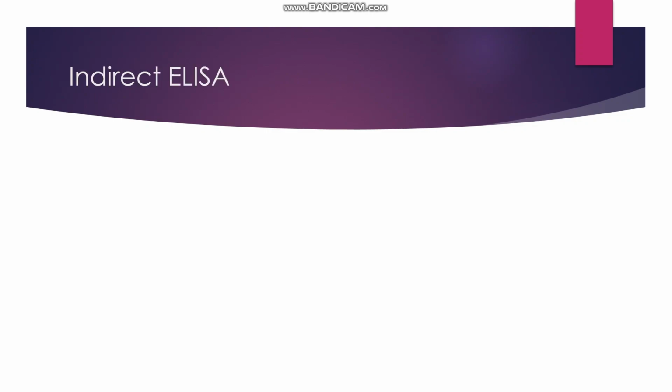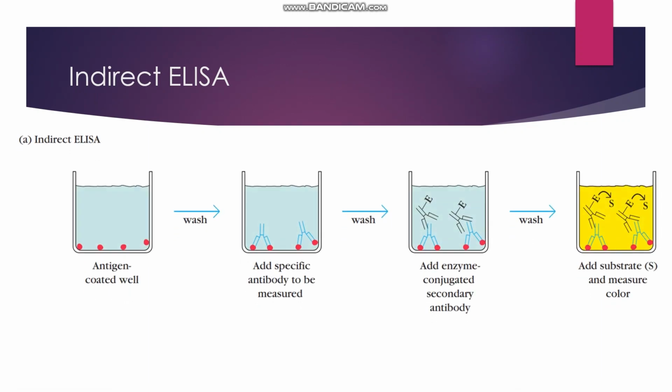Indirect ELISA. In indirect ELISA, antibody can be detected quantitatively. Serum or sample containing primary antibody is added to an antigen coated microtiter well plate and allowed to react with the antigen attached to the well. After washing, the presence of antibody bound to the antigen is detected by adding an enzyme conjugated secondary antibody which binds to the primary antibody.